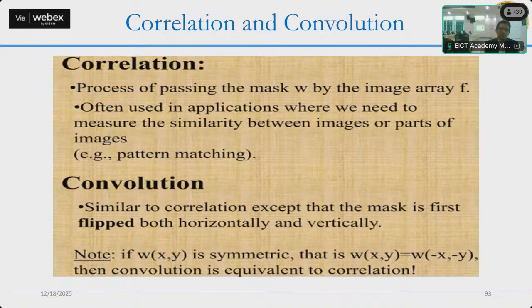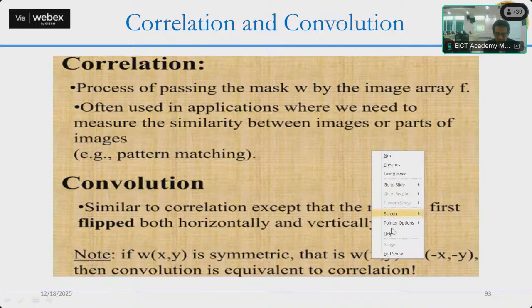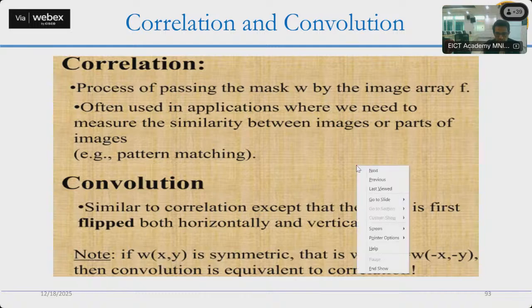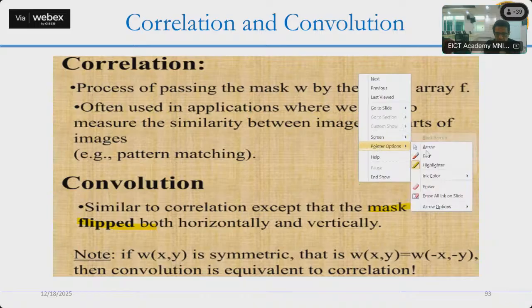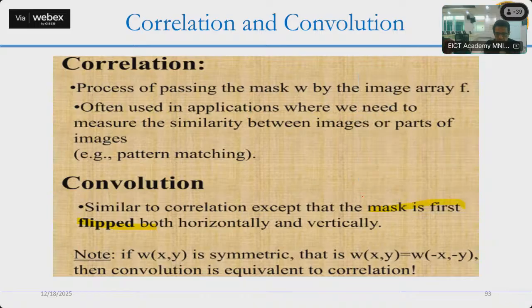In convolution, as has been shown here, the mask is first flipped. The mask is first flipped both horizontally and vertically, and thereafter you multiply. We will see what we mean by flipping horizontally and vertically in our next slide.